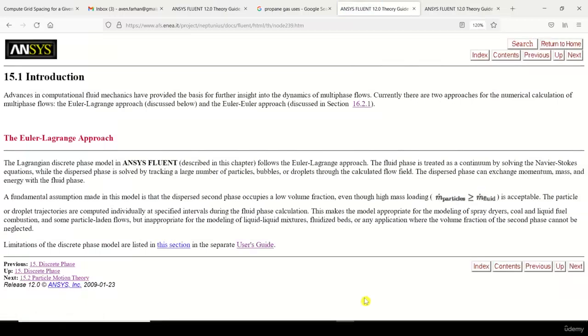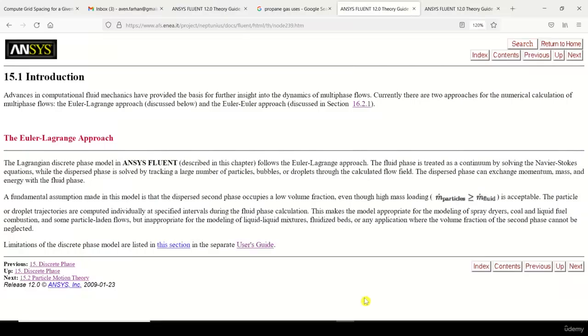As we will be continuing the discussion of the DPM, that is discrete phase modeling, I really thought it is something important for us to discuss what is mentioned in the ANSYS manual, because they are the main creators of the software and we must definitely go through the data they have provided, especially with respect to the introductions of different models in ANSYS Fluent.